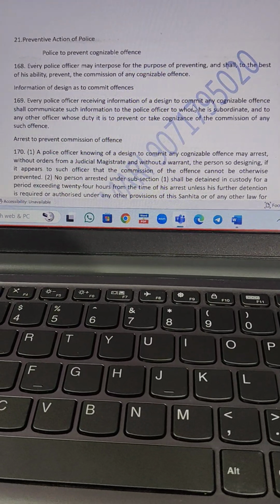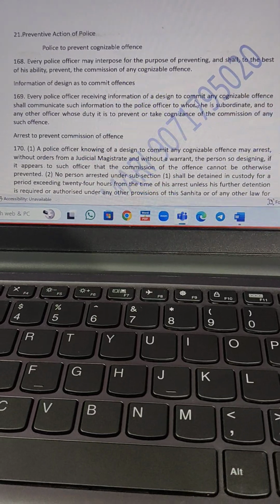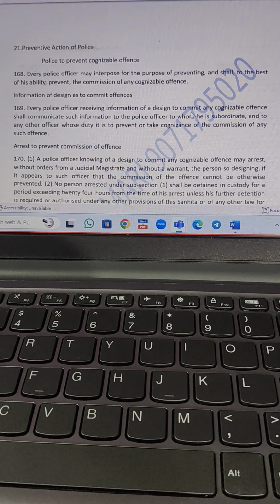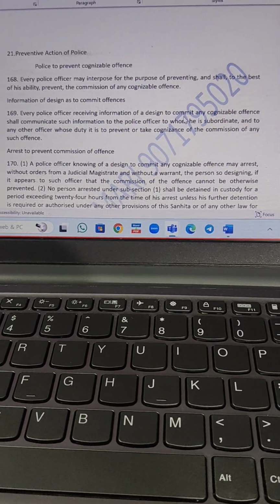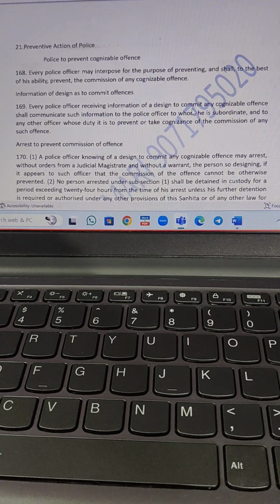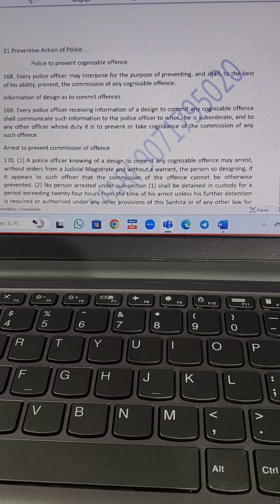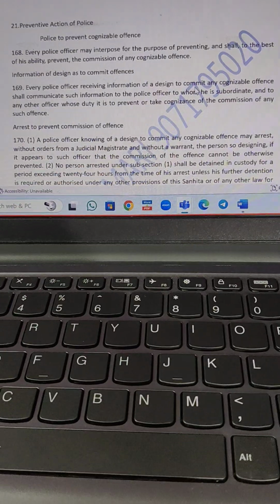Okay. Now, section 168, every police officer may interpose for the purpose of preventing and shall, to the best of his ability, prevent the commission of any cognizable offence. So, they must try that in their locality no cognizable offence occurs.